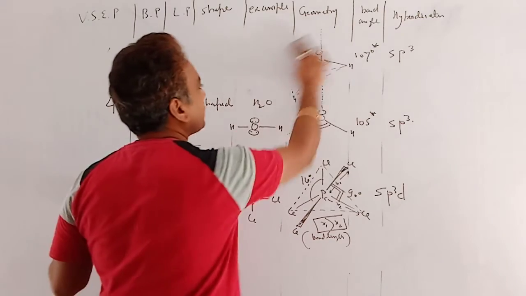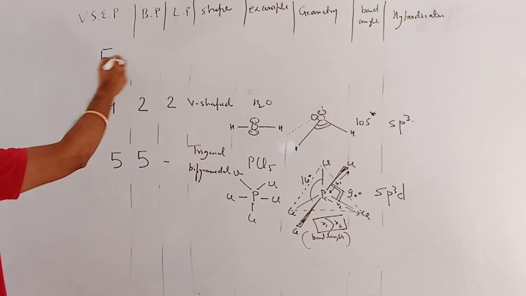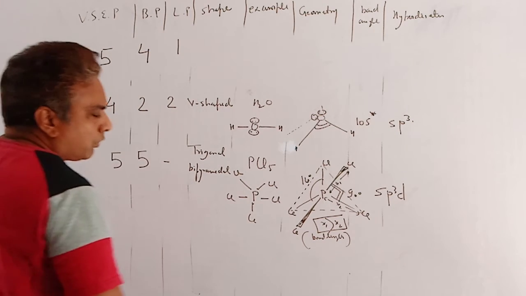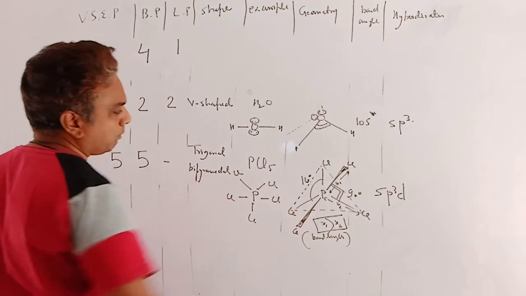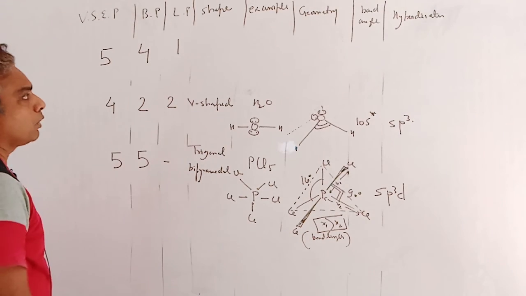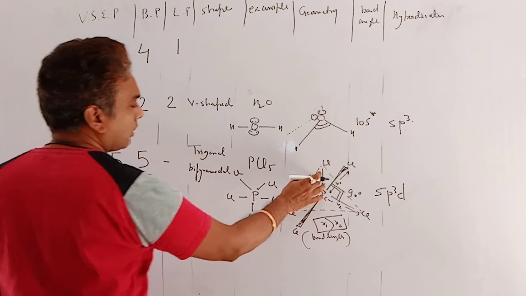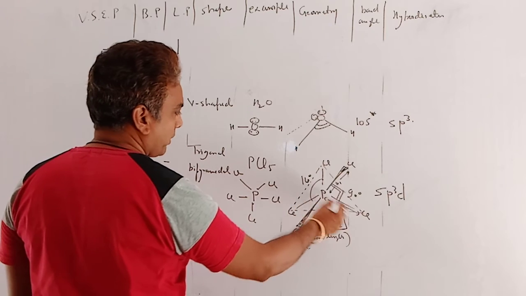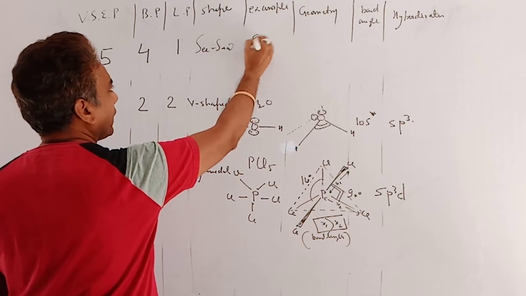Next possible case, we have 5 VSEP, 4 are bond pair, 1 is lone pair. In case of 5 VSEP, if a lone pair appears, it will occupy a planar site. According to its stability, the lone pair initially occupies the planar site. So here one planar bond is replaced by lone pair, so we have the geometry like seesaw structure. Seesaw structure, example like SF4.